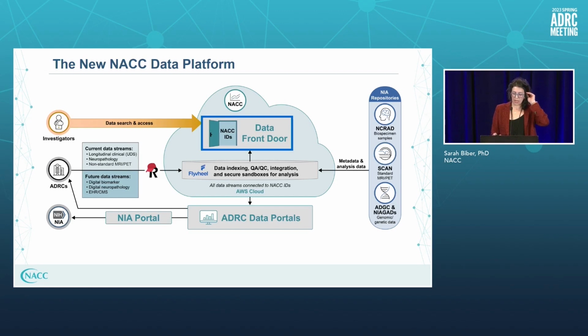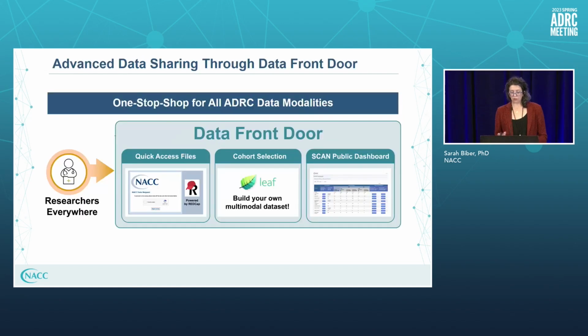So next I want to highlight some changes. All of this data, of course, will be available through the data front door and accessible to investigators everywhere through several different components that I want to introduce you to. The data front door is a one-stop shop for all ADRC data for all audiences that access Alzheimer's research data sets. The tool will be freely accessible to researchers around the world via the NACC data platform, and it will allow for data sharing via quick access files, an innovative tool that lets researchers build their own multimodal data sets, powered by Leaf, as well as access to the SCAN public dashboard, which Beth will also share about.